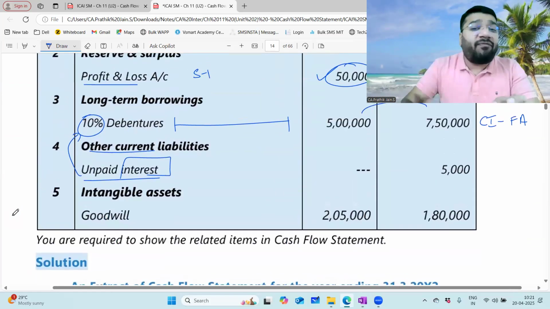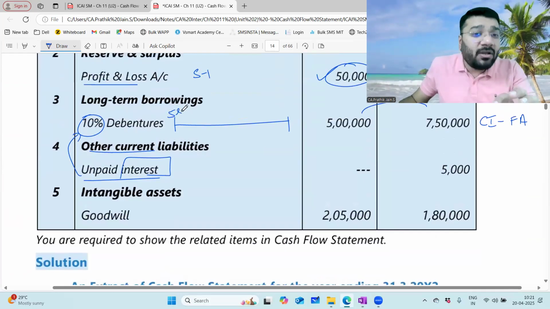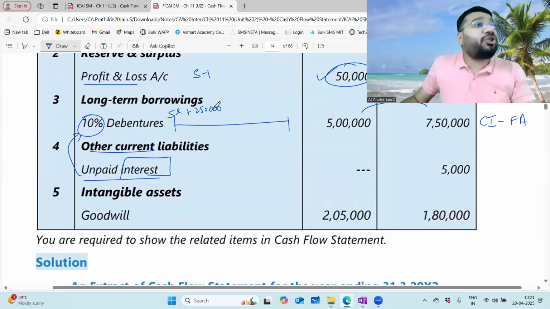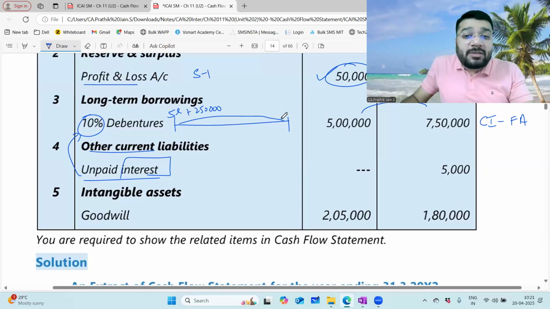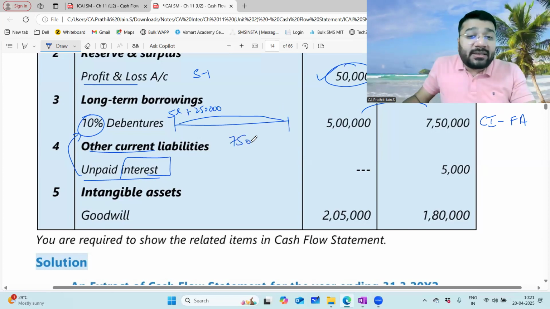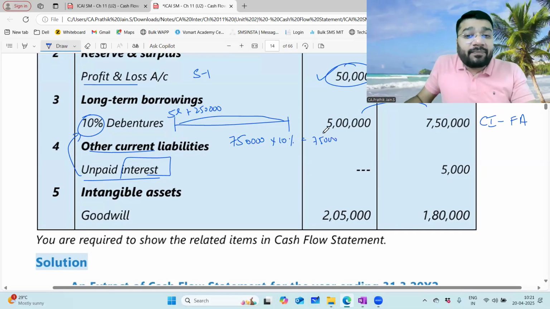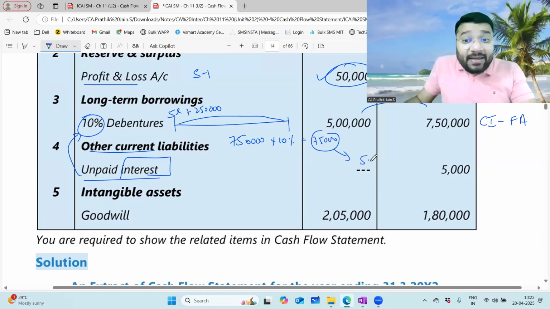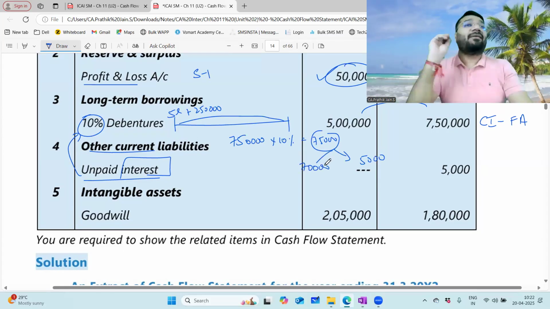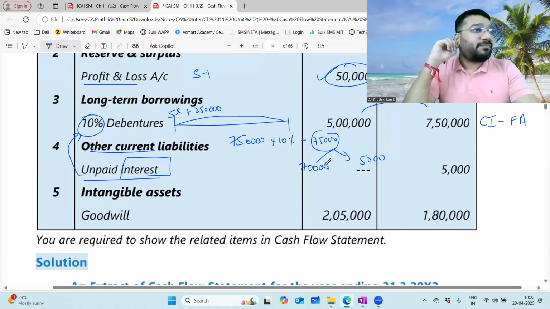So 5 lakh was the debenture at the beginning of the year. On the very same day, 1 April, 2,50,000 worth of debenture was further issued. So throughout the year, how much money did you enjoy? 7,50,000 rupees, on which the interest is how much? 10%, which is 75,000. Out of 75,000 rupees, how much is yet to be paid? 5,000 to be paid. Remaining 70,000 is paid. Is there any problem? No, sir.